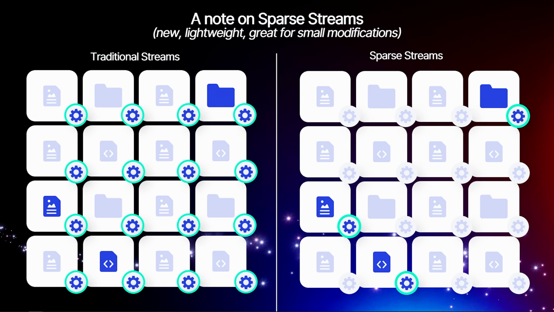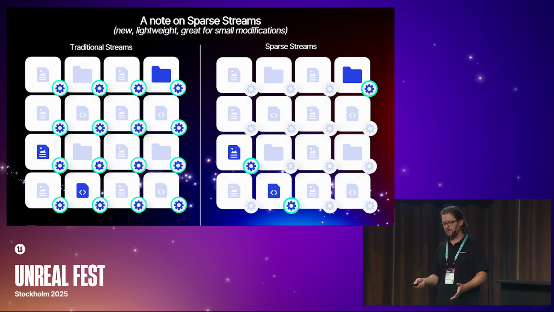So it might look like more over time. If all I did was open for edit 3 files, those are the only files that are going to have metadata populated in the sparse stream. So again, what we're trying to do here is say, we heard you on the fact that branching was very expensive, and we tried to make it much cheaper with sparse streams.